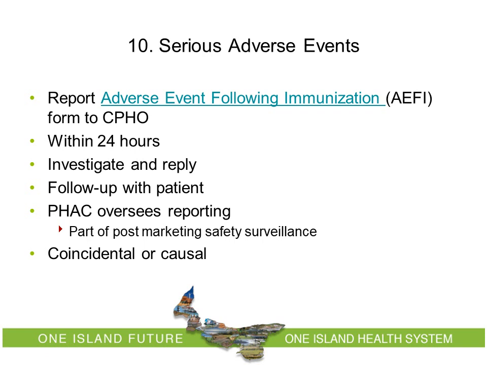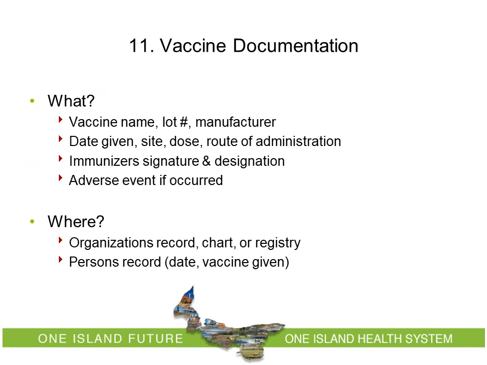Reporting of adverse events is reportable under the immunization regulations. Vaccine documentation following immunization includes the vaccine name, lot number, manufacturer, the date the vaccine was given, site, dose, and route of administration, the immunizer's signature and designation, and if there was an adverse event that occurred, a form must be filled out and submitted to CPHO.